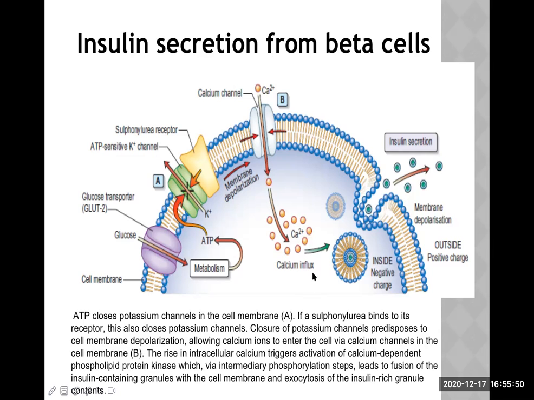This calcium influx will lead to migration of the vesicles, which have insulin inside, and then they attach with the cell membrane. Then there is exocytosis of the insulin outside. This is the mechanism. Now, one more thing here, the sulfonylurea receptor. See this, sulfonylurea is a type of oral hypoglycemic drug. Okay, oral anti-diabetic drug, that is a better term.